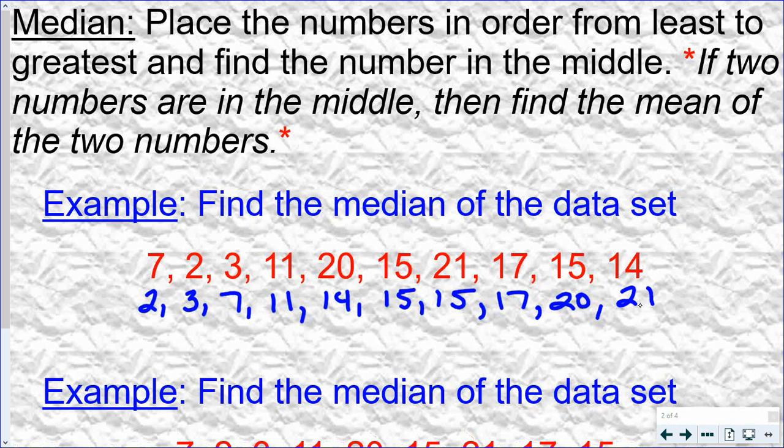So one thing I want to point out to you, when I put these numbers in order, I wrote them directly below the other list of numbers, the other data set. And the reason I did that is to make sure that I didn't miss any numbers. So however many numbers there are in my data set, I want to make sure I have the same number after I rearrange them. So I just wrote them directly below it.